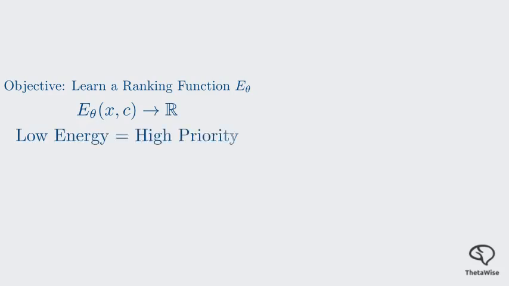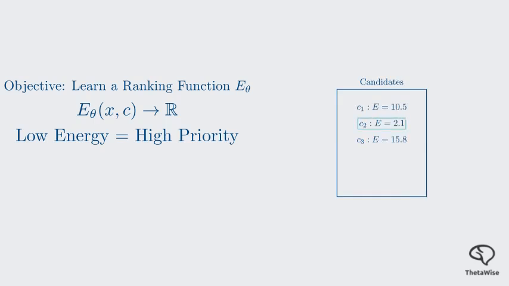Zeno-Energy solves this by learning a scalar energy value for each candidate. We define an energy function, E sub theta of X and C, that maps a context and a candidate to a real number. The fundamental rule here is that lower energy means higher priority. If the model thinks a candidate is likely to be the winner, it assigns it a lower energy score so it gets verified earlier. The optimization target for training this model is to minimize the expected position of the actual winner, C star, after the candidates are sorted by their energy scores.